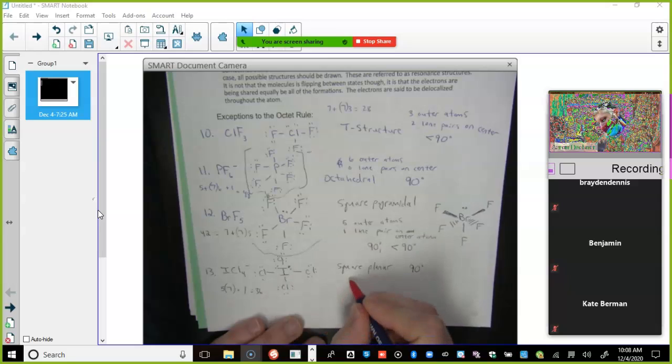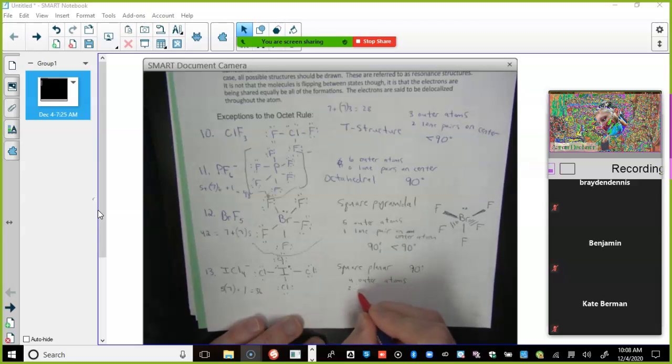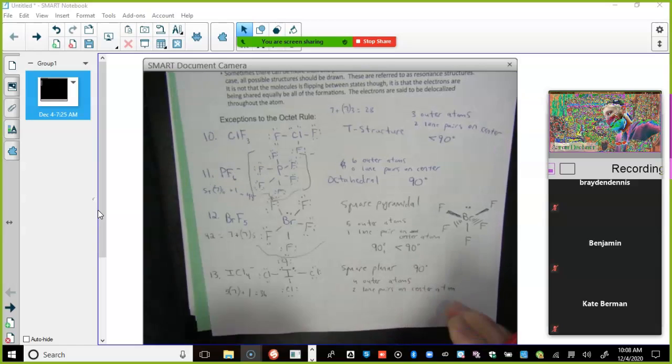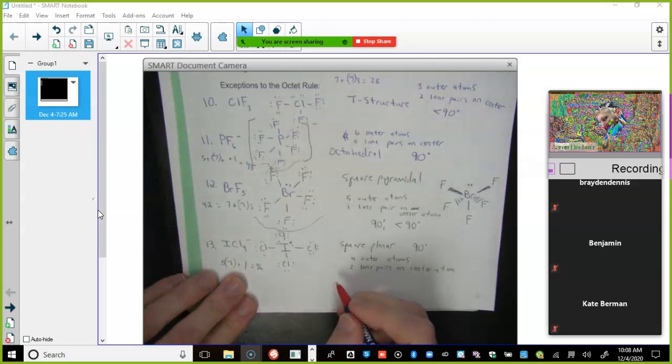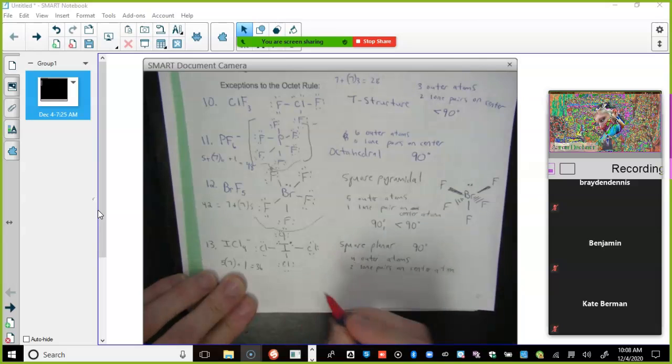And 4 outer atoms, gotta have 4 outer atoms. But the difference between tetrahedral and square planar is 2 lone pairs on center. And then we gotta draw this so that it's the correct drawing, like this. So, actually you're just gonna draw it like that, but instead of an F there, there's gonna be a pair of electrons there.